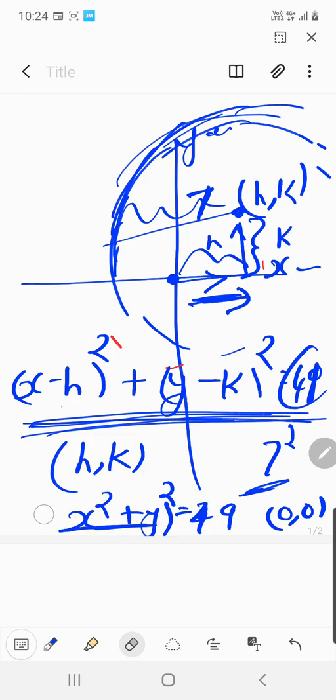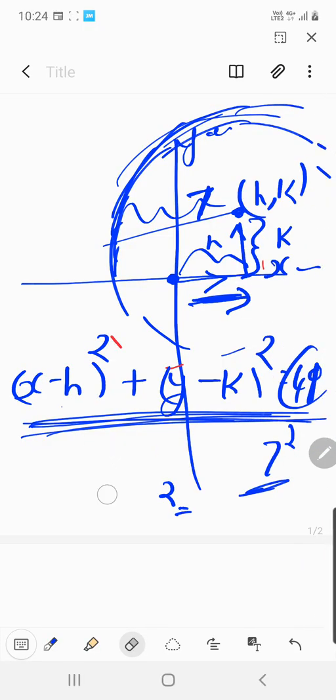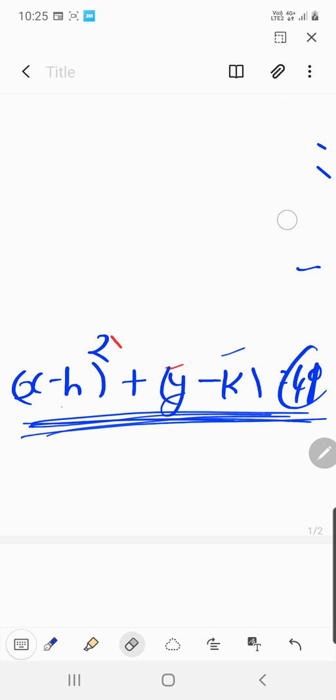But let's leave that at that and just keep the equation of a circle with radius 7 and center HK as this.